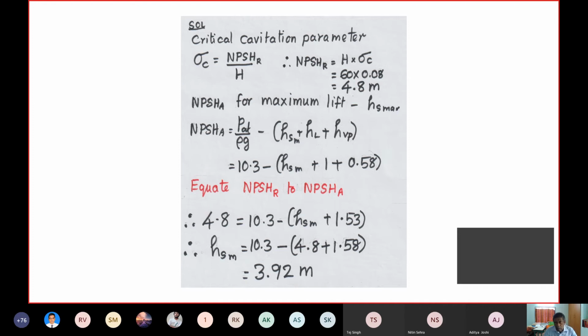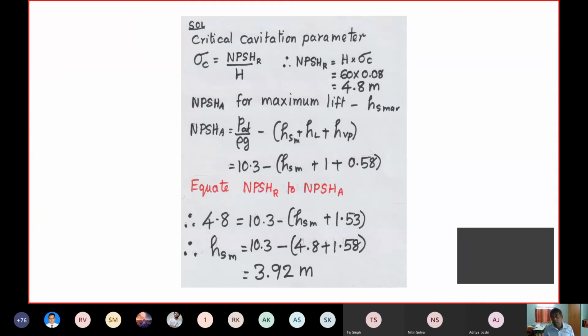So the head developed by the pump is 60 meters. So you get 60 into 0.08, which is the cavitation parameter. So you get 4.8 meters. That is the NPSH required for smooth operation of the pump. Now we will find out the NPSH available.